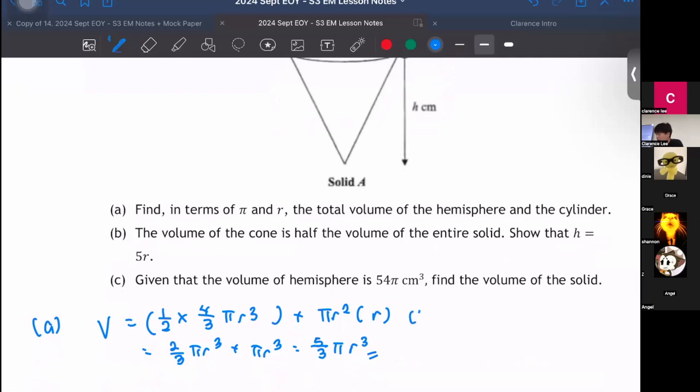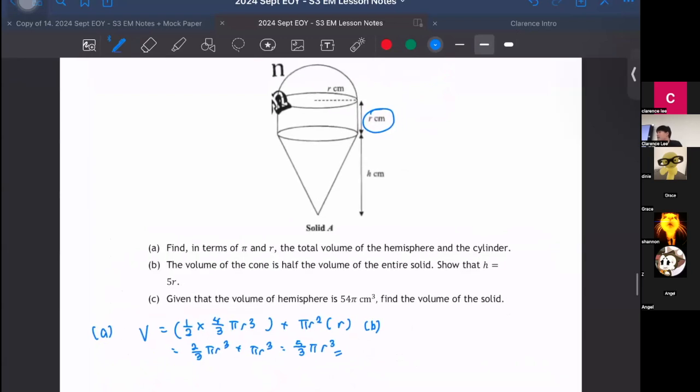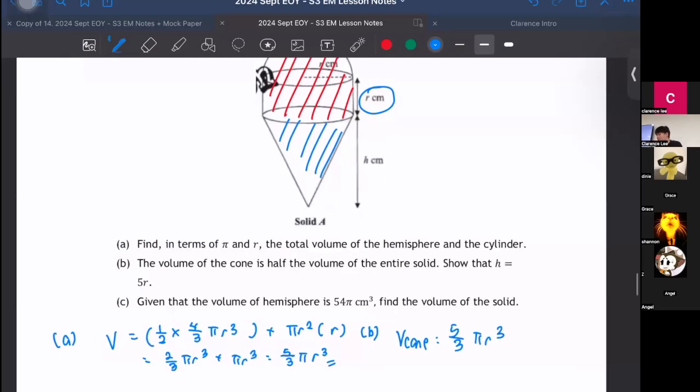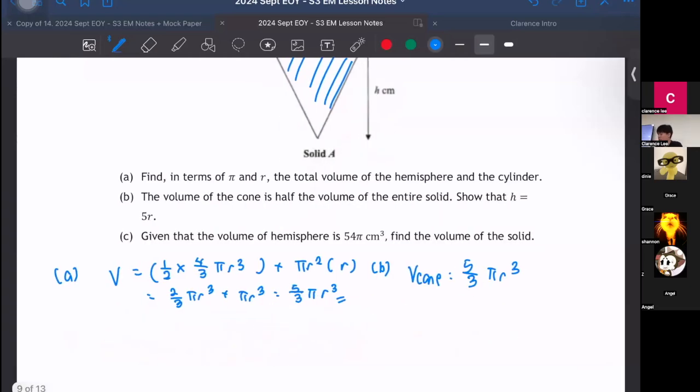Okay. Second part, they say that the volume of cone is half the volume of the entire solid. This entire solid is made up of a hemisphere plus a cylinder plus a cone. So if this portion is half of the entire solid, the red color volume must be the same as my blue color volume. So therefore, my volume of cone will be given to be 5/3 pi r cubed. And how do I find volume of cone? 1/3 pi r squared h.